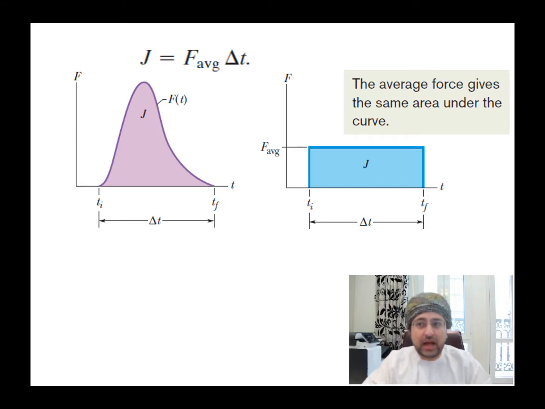Now, I can instead spread out this force, have it at a much lower value, only over a longer amount of time. Just like with velocity and speed, we could find average velocity or average speed. Now we can find average force. And the average force will give me the exact same area under the curve as I have with the actual force distribution. Now this is the difference.